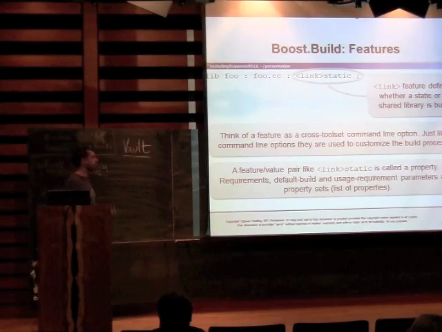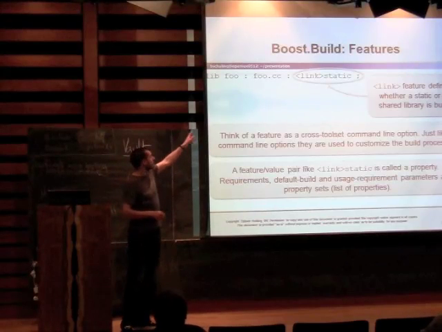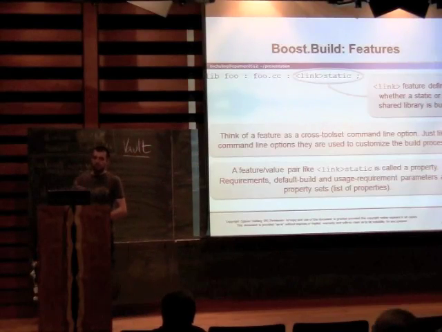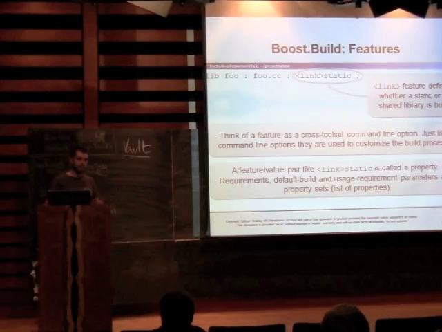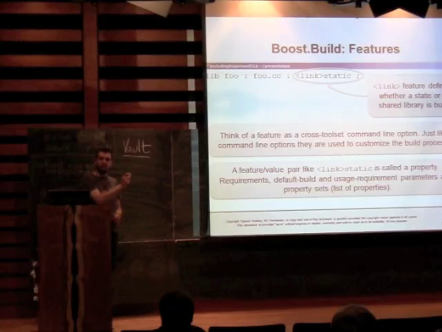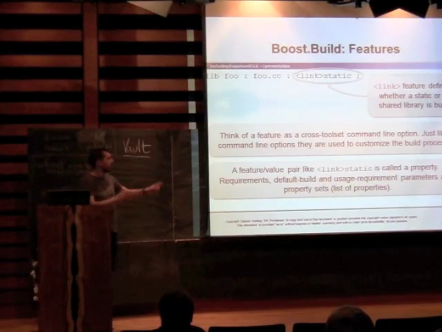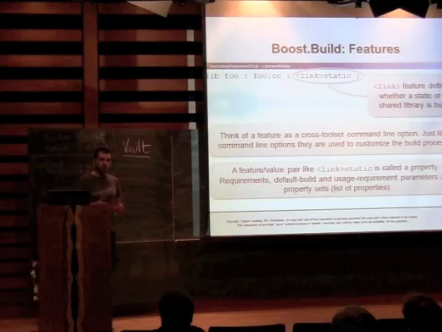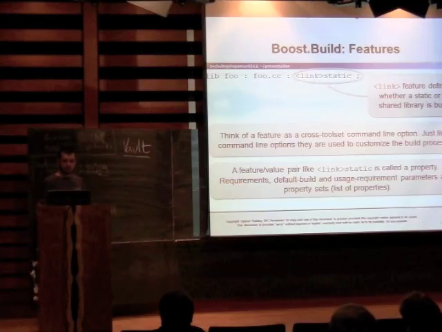Now let's quickly look at the features. You have seen link already. Link can be used to create a library, in this case a static library. And link is, of course, just one example of a feature. There are many other features, and all these features have something in common. Some features like link can be set only to a few values. If you use link, you have to set it either to static or to shared. There's no other value you can set link to. I call such a feature a non-free feature, because you have only a limited set of values you can set it to.